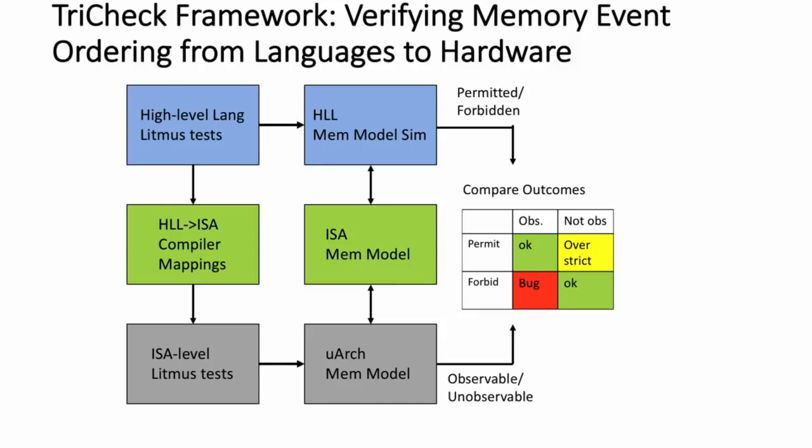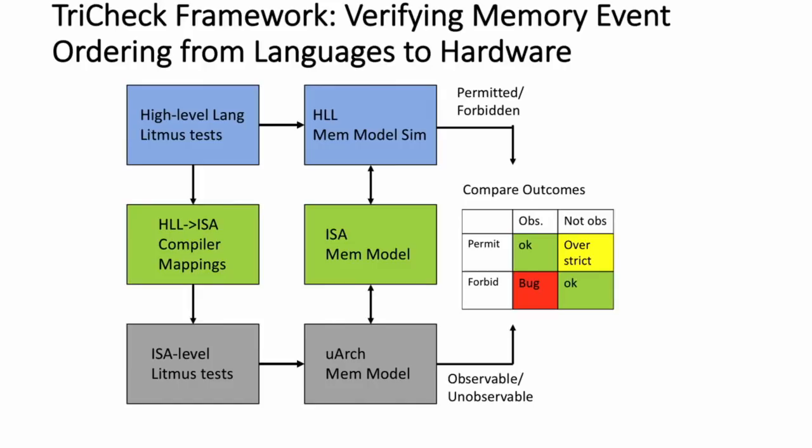And we put those two together. And you can see the sort of matrix that results from this. If the software says that something is supposed to be permitted and our model says it's observable, we're okay. If the software says that something is supposed to be forbidden and our model says I have enumerated everything and every single case is cyclic, it will never be observable, also okay. And those are the two green boxes.